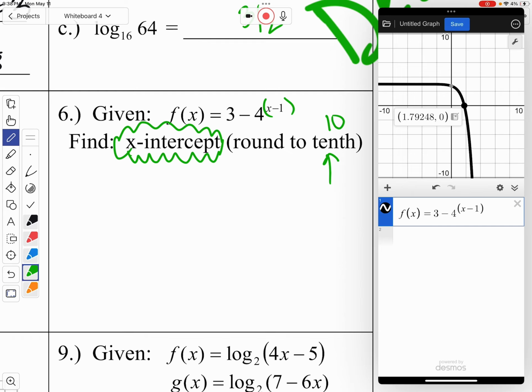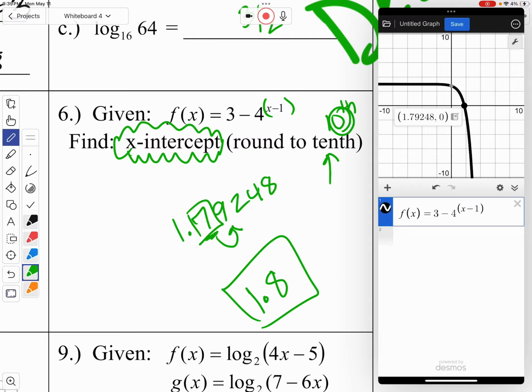So the 10th has a 1 0, so I need 1 decimal place. So if my answer is 1.79248, I'm going to look here. This is what I need. I look to the guy behind him and I say, does it stay a 7 or does it get an upgrade? Any 5 or more, raise the score. So this does get an upgrade to 1.8.